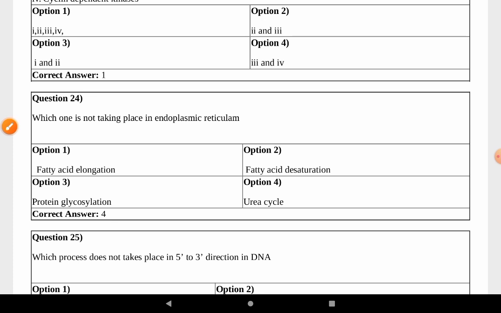Our next question is which one is not taking place in endoplasmic reticulum? Option 1 fatty acid elongation, option 2 fatty acid desaturation, option 3 protein glycosylation, option 4 urea cycle. So the correct answer is option 4, urea cycle is not taking place in endoplasmic reticulum.